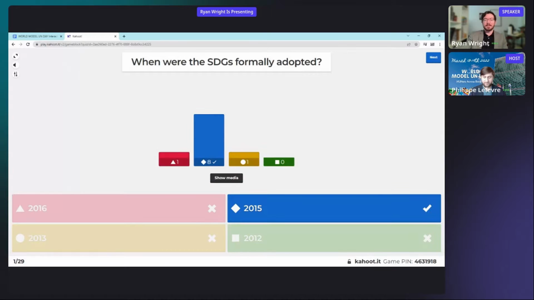Yeah, and the answer there is 2015. I see most of you got it right. To just go over why it's a little tricky, they were formally adopted in 2015, but our other answers, 2012 was when they were originally written, and 2016 was when they were actually implemented. So just some SDG facts for you.